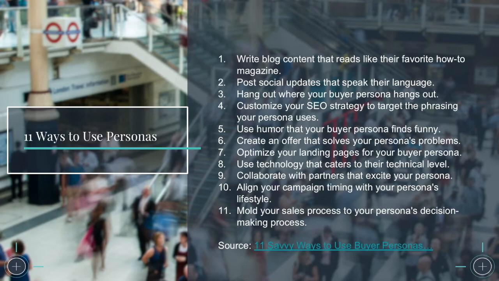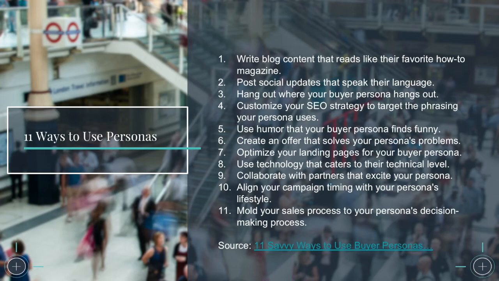So, number 1, write blog content that reads like their favorite how-to magazine. Absolutely. Normally when I go to Google and I'm looking for things, it's how to do something. So a how-to magazine type blog post makes complete sense. Number 2, post social updates that speak their language. No brainer. Number 3, hang out where your buyer persona hangs out. That's fun. For some brands, that's fun. Number 4, customize your SEO strategy to target the phrasing your persona uses. Of course.